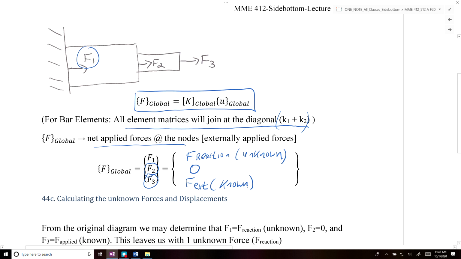And then we have our external force F3, which is a known force that was given to us. So in short, we can define the stiffness matrices for each of our individual elements, and then combine them to create our global matrices: the global externally applied forces, the global stiffness matrix, and our global displacement matrix for all the nodes in our system.